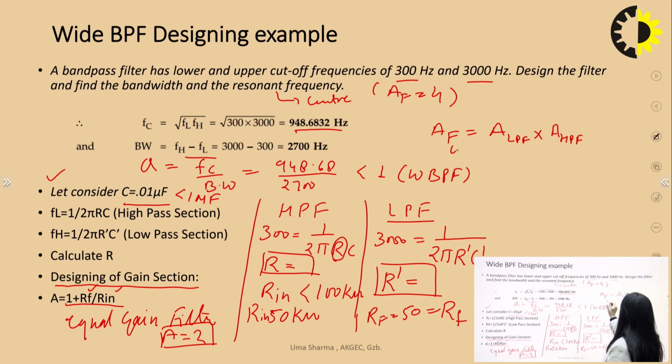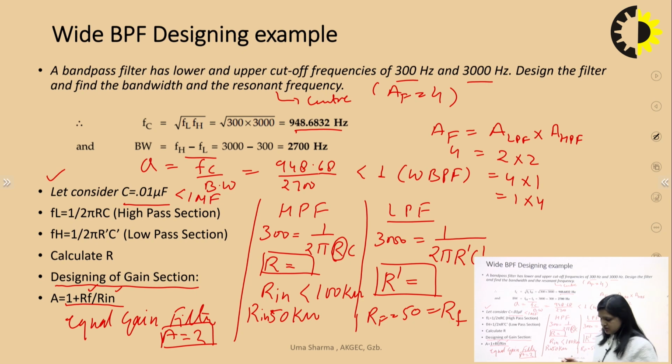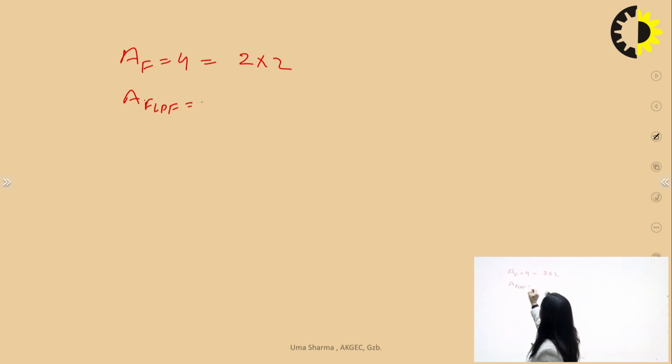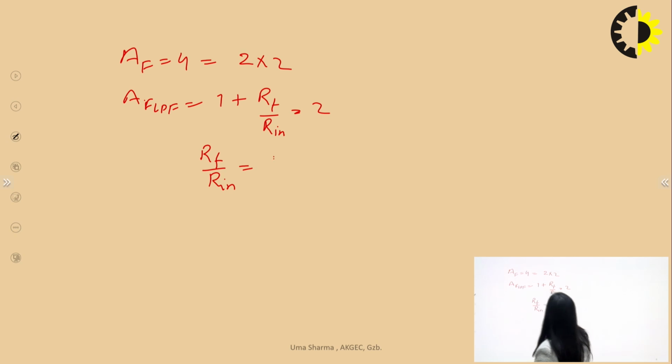And to get this 4, you can take this combination, or this combination, or this combination. Whatever the combination, for that particular combination you can calculate the gain. Let's say AF equals 4 and we have taken that 2 cross 2. So AF for the low pass filter will become 1 plus RF by Rin, that is equal to 2. So from here RF by Rin equals 1, and I can write RF equals Rin.